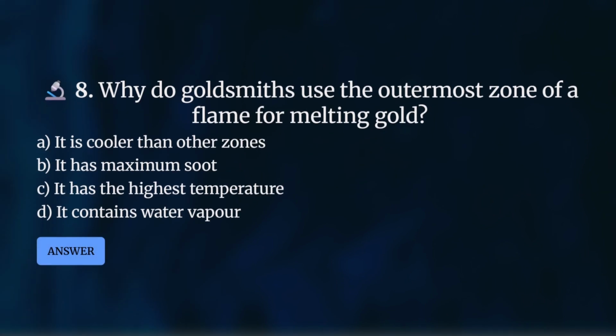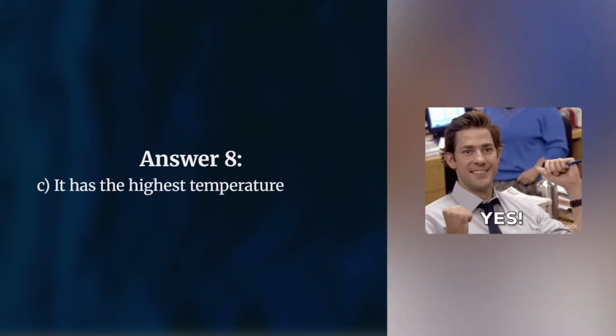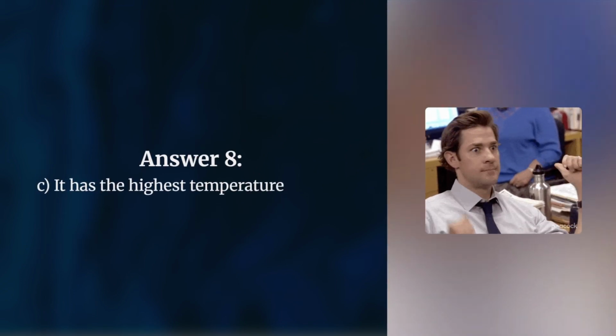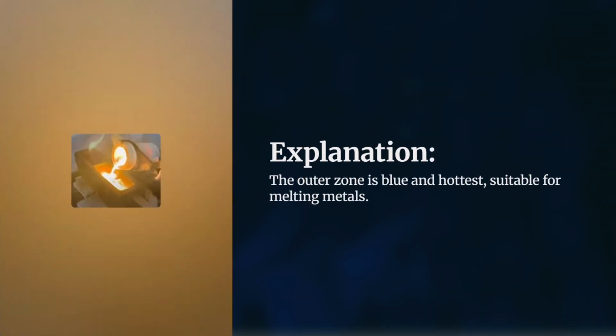Moving on to question number 8. Why do goldsmiths use the outermost zone of a flame for melting gold? The options are A. It is cooler than the other zones. Option B. It has maximum soot. Option C. It has the highest temperature. Or is it the D option, it contains water vapor? Correct answer to the question is option C, that it has the highest temperature. The outer zone is blue and hottest, so suitable for melting metals.